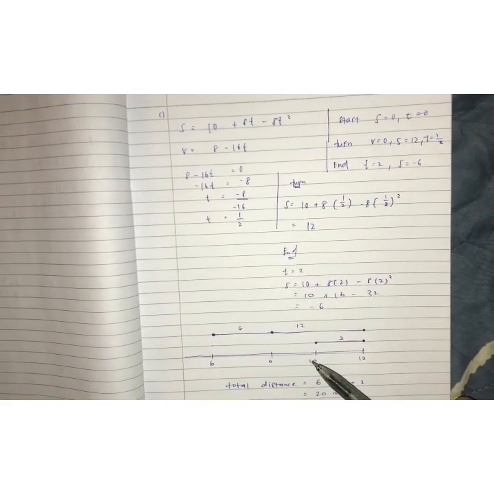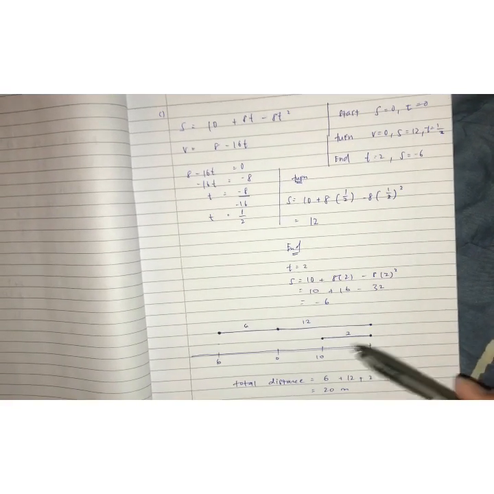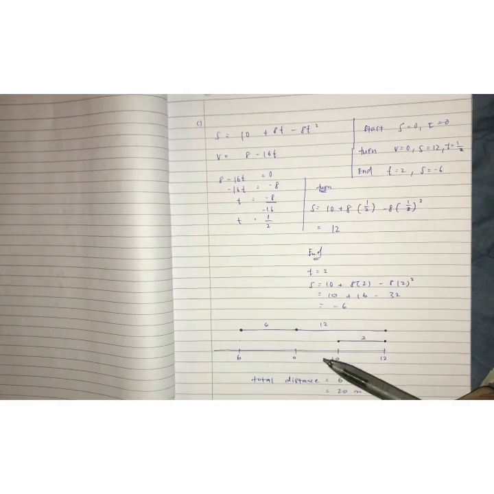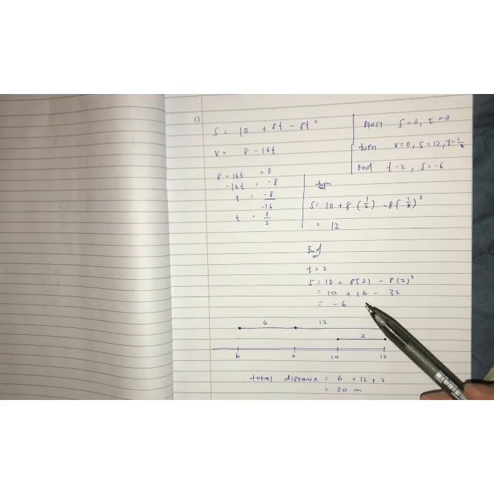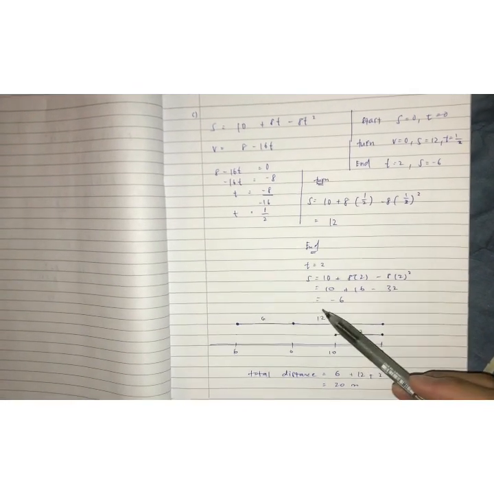to find the total distance. At the starting point, the distance from the starting point to the turning point is equal to 12. From the turning point to the ending point is equal to 18, as 12 plus 6 equals 18.